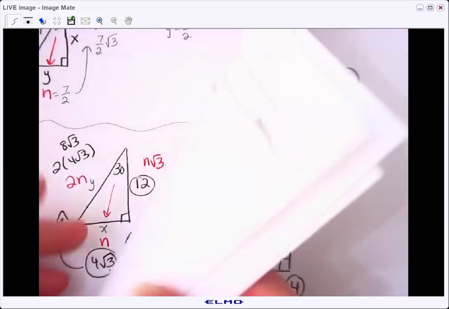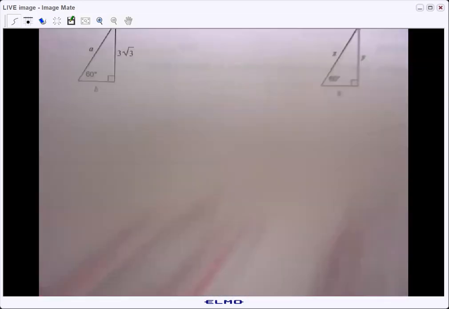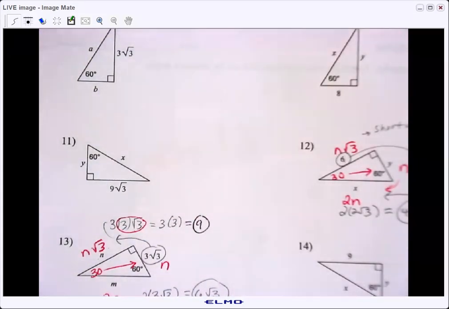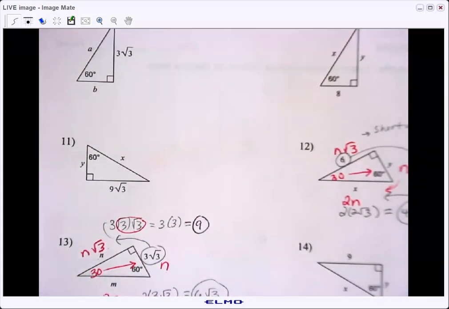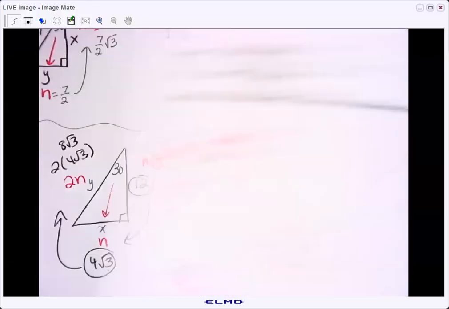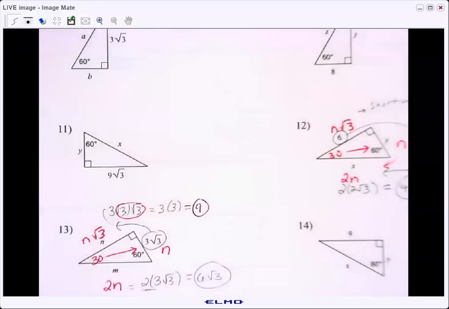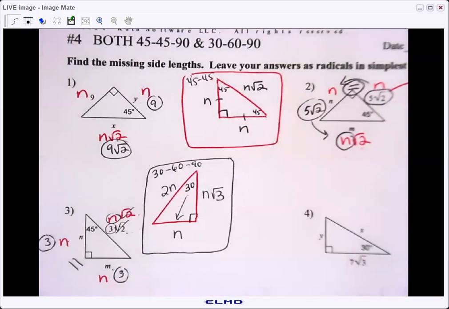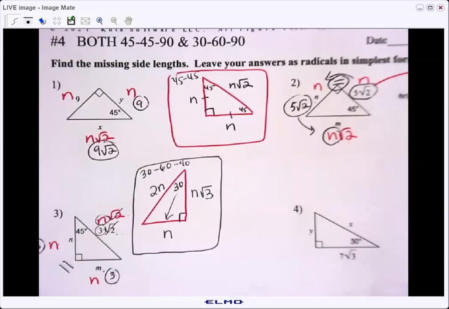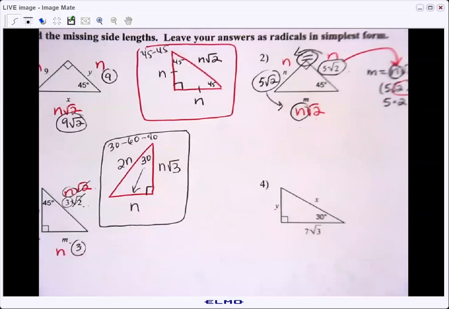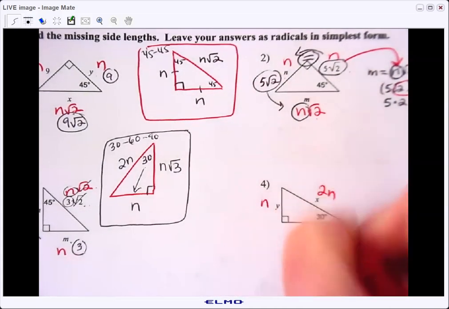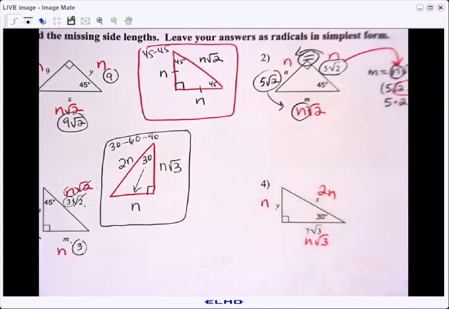Okay, let's go back to the worksheet. Finish this up. Okay. So number 4, labeling our triangles. This is n, 2n, and then n root 3.